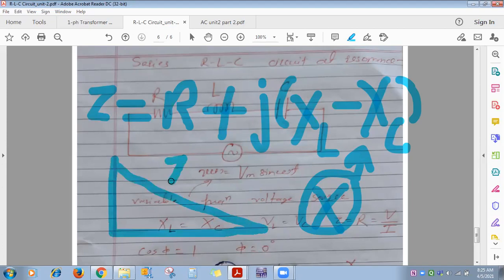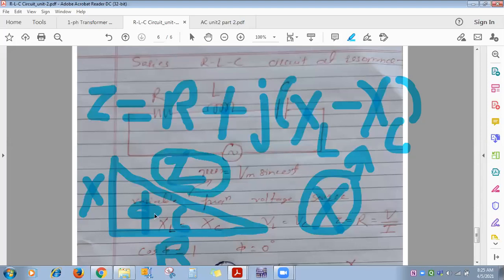see, if I consider this is the Z, this is X, which is equal to XL minus XC, and this is R, this is phi. So the formula of cos phi, all of you know, what is the cos phi? R by Z. So as XL and XC are changing, Z is changing, so cos phi also changes.